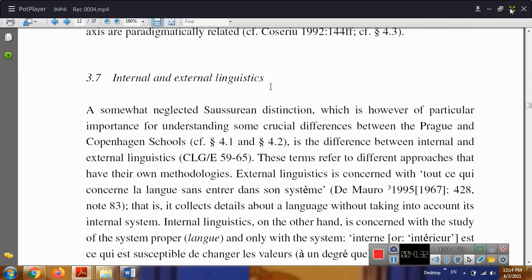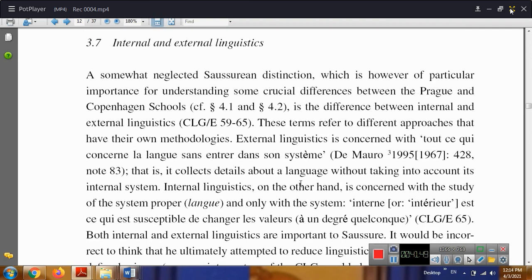Okay, another concept which Saussure paid attention to was internal and external linguistics. As we told you, the difference which exists between the Prague and Copenhagen schools is because of this internal and external nature of linguistic units. We define the internal and external linguistics. External linguistics collects the details about the language without taking into account its internal system.